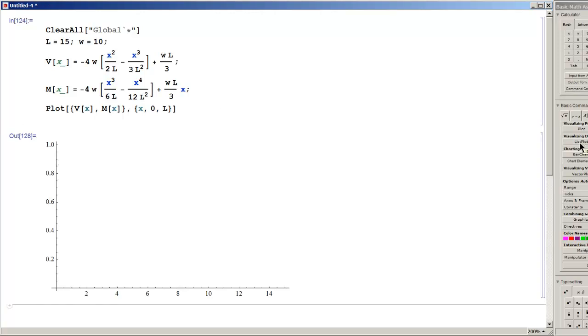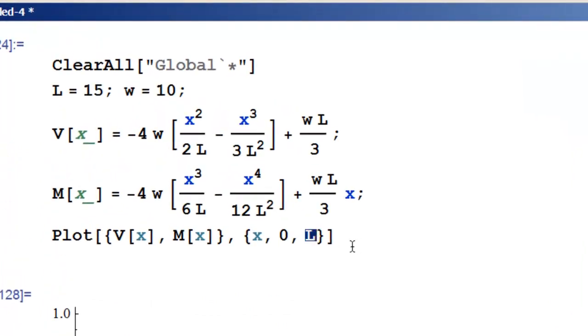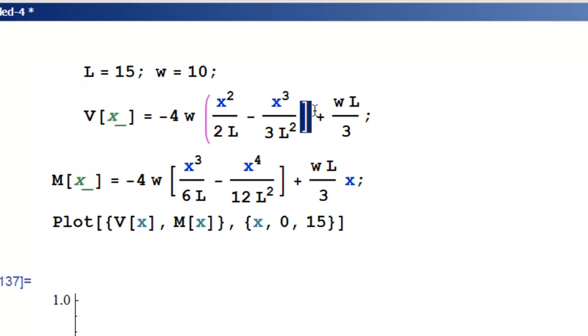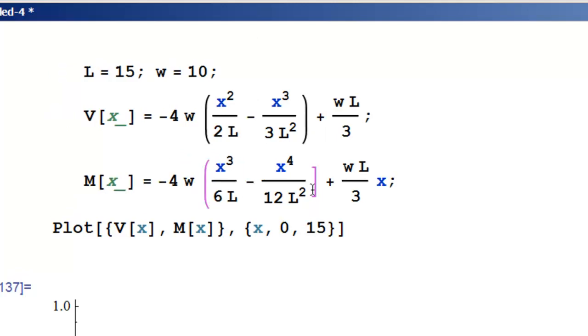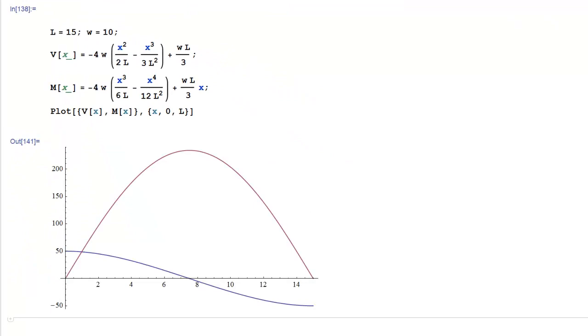Okay, it did not. That's a very good thing to do, to understand why it did not work. Maybe I should change this to 15. Now I know. I cannot use these brackets. I should use parentheses. Okay, and this is L. Yes, here we go. So this is the bending moment and shear force diagrams.